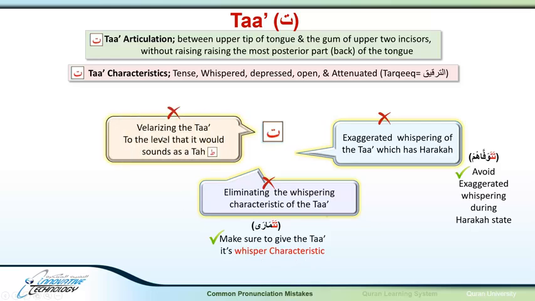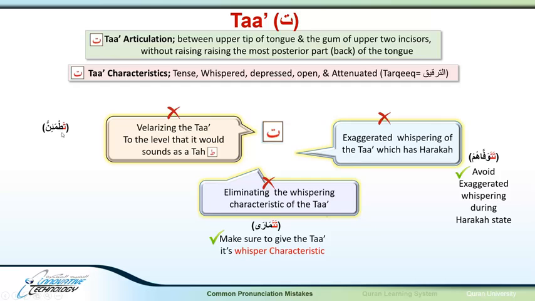The last mistake of the ta is velarizing it to a level that would make it sound like a ta rather than a ta. An example of that is تطمئن, tat. You have here ta, ta, tat. Because a velarized letter comes after the ta, it makes the person tend to make it also velarized, and it ends up with a double ta, tatma'in, and this is wrong.